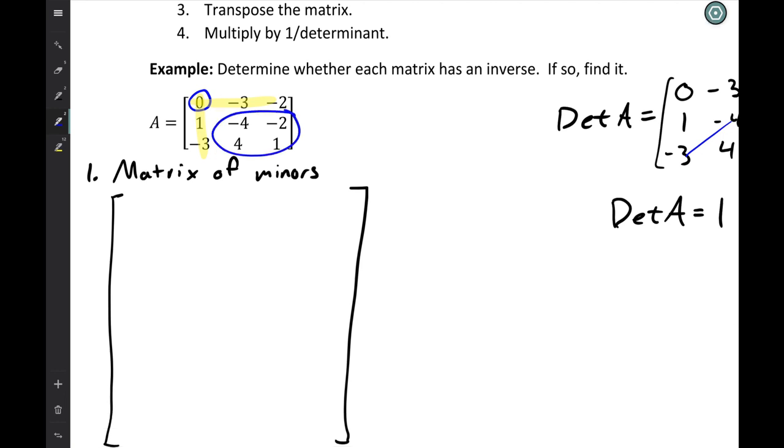You don't need to do any multiplication. You can just write it down. So this becomes -4, -2, 4, 1. And notice that I'm going to be taking the determinant of this. Okay, so the next one I want to go through is, let's get rid of this stuff.